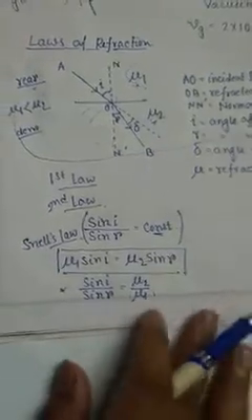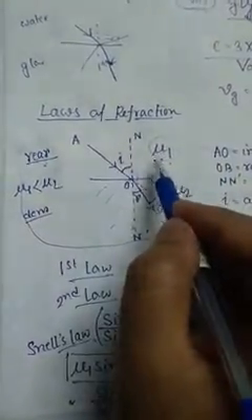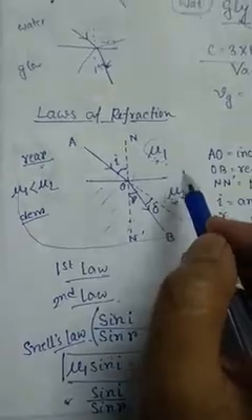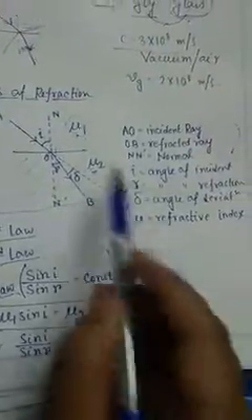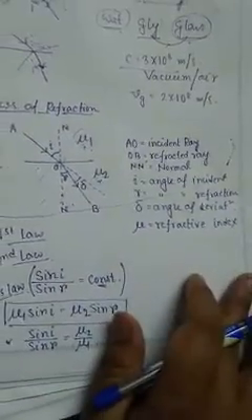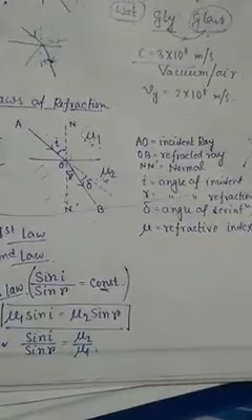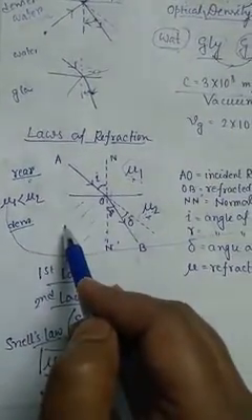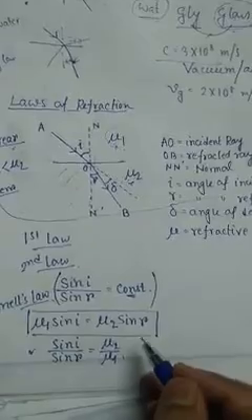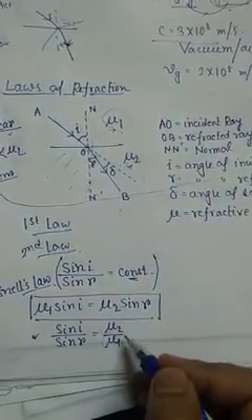Okay, now one thing you have to remember, what is that? We are considering this medium is mu1 and this medium is mu2. Okay, but there are actually two types of refractive index. One is the absolute refractive index and another one is the relative refractive index. Okay, you don't have that, but just let me tell you, if the rare medium is air and the denser medium is glass or something else, then this will be the absolute refractive index.